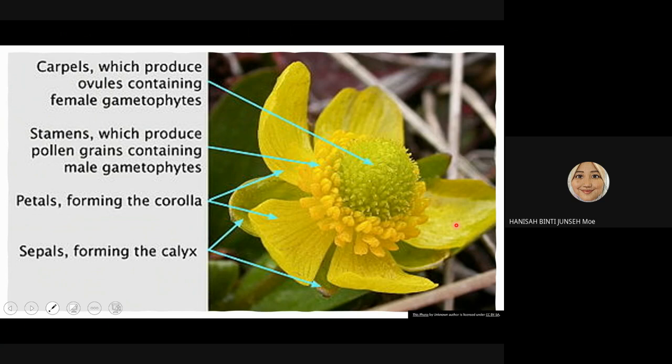But in plants, the male gametophyte or male gamete, we call pollen grain. While the female gamete in plants, we call it the ovule, or actually we call it the embryo sac. Embryo sac. In the next slide, we're going to discuss it more.